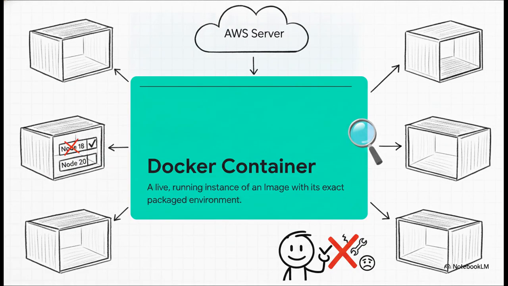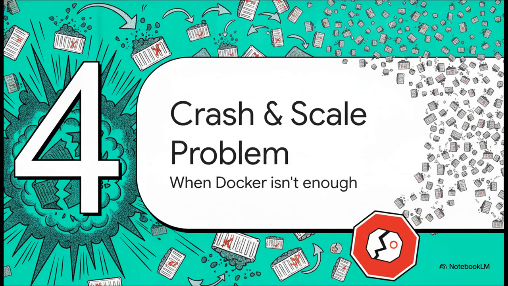But an image is just a static file sitting there. When you actually execute that image on your AWS server, Docker spins up a container. The container is the live running instance of your app. And this completely eliminates the works on my machine problem because the container basically is the machine. It doesn't matter if your AWS server was built for Node 18, the container brings its own Node 20 environment along for the ride.